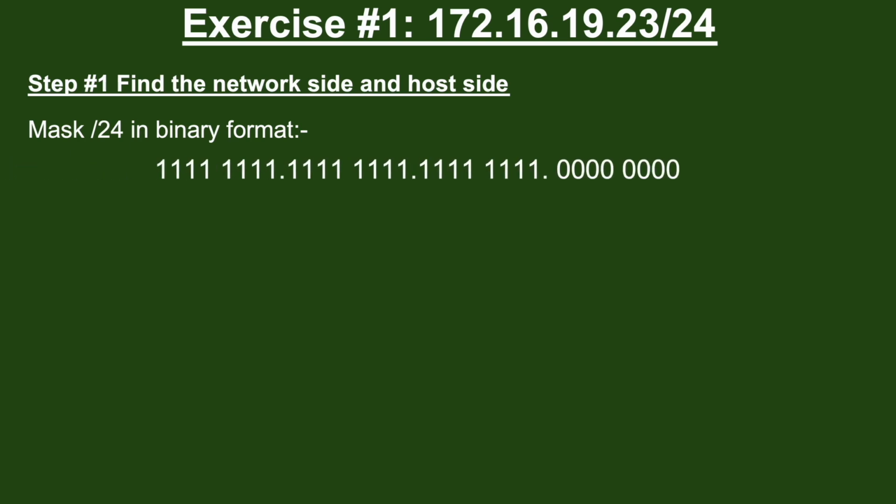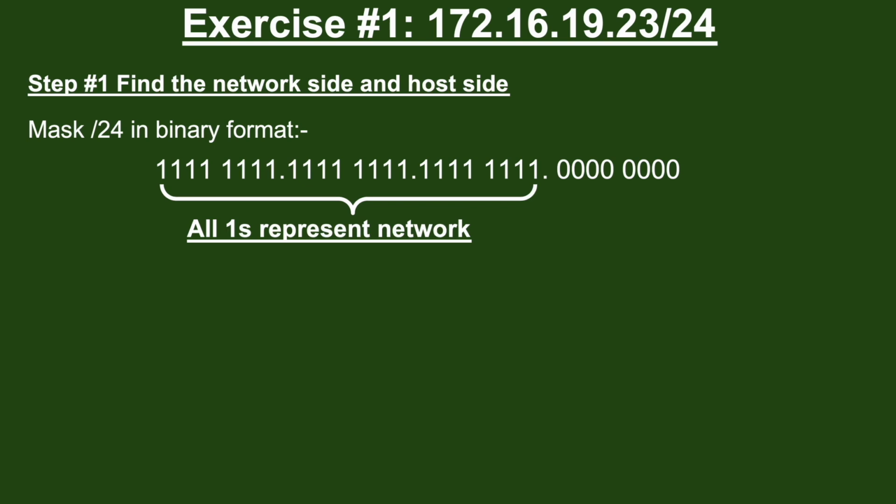You see that there are consecutive ones followed by consecutive zeros. All those ones represent the network and all those zeros represent the host side. This is how we are able to clearly identify the network side and the host side from the mask. It is actually derived from the mask. So from the mask, we found out that the first 3 octets, which is the 24 bits, is the network side and the 0 represents the host side.